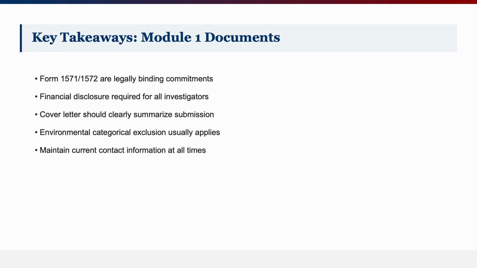Common mistakes to avoid. 1. Unsigned or partially completed forms. 2. Missing investigator CVs with Form 1572. 3. Outdated contact information. 4. Missing financial disclosures. 5. No categorical exclusion justification. 6. Incomplete DMF authorization letters. 7. Missing IRB information on Form 1572.